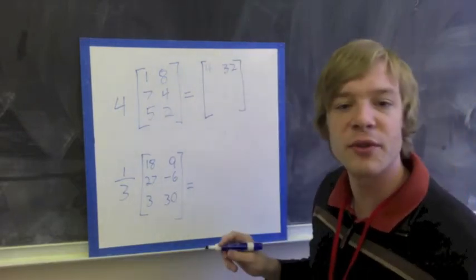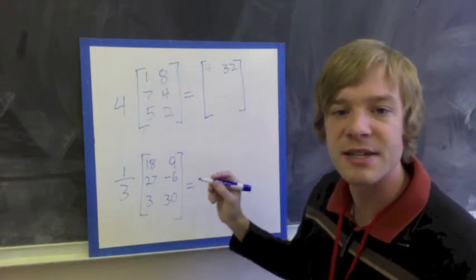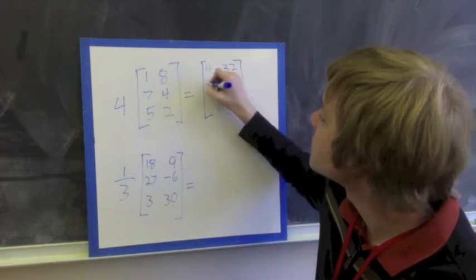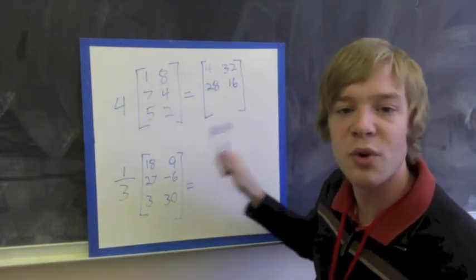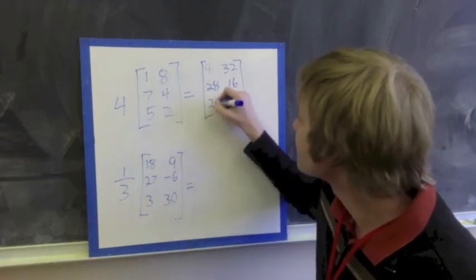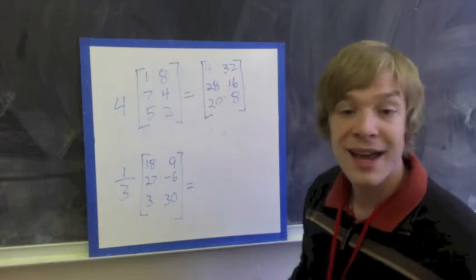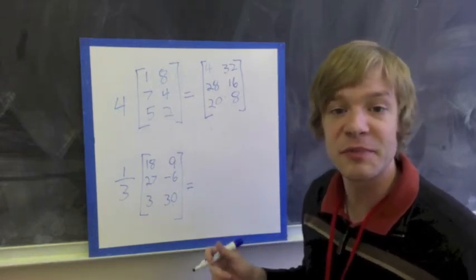So I'd have 4 and 32 for the top row there. I would end up with 28 and 16 for the second row. And then I would have 20 and 8 for the third row. And that's all I really need to do when it comes to scalar multiplication.